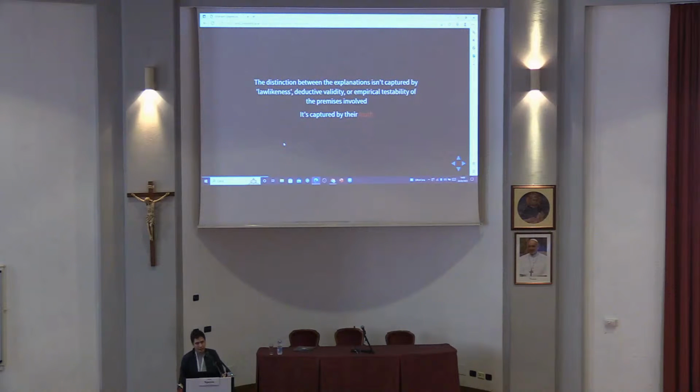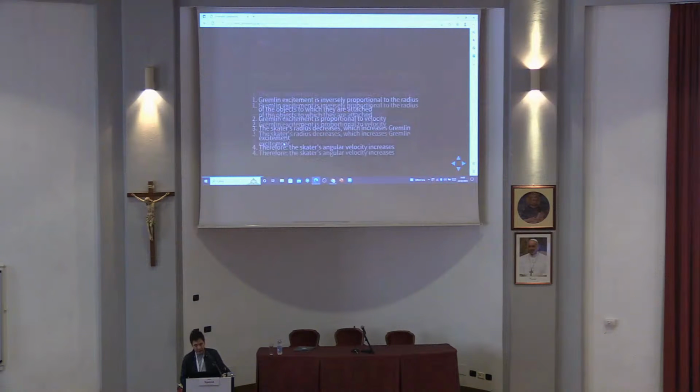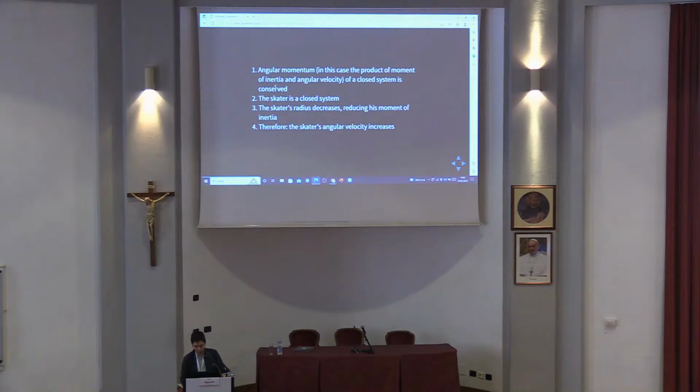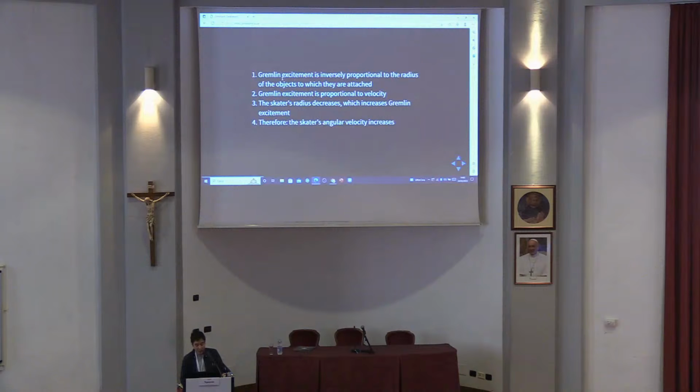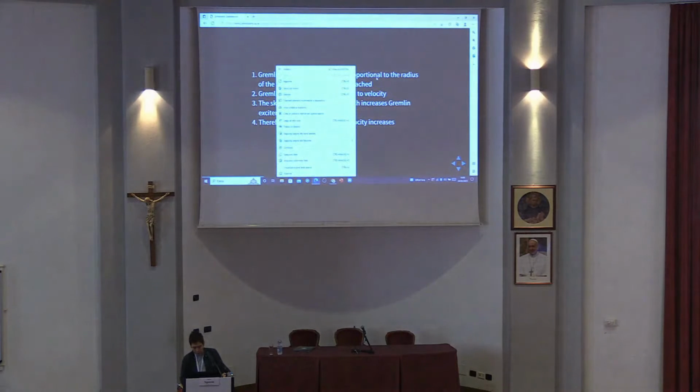Well, it's not captured by the law-likeness of any of the premises. In the first case, we have angular momentum being conserved. In the second case, we have some general law-like claim about how gremlins get excited. So the law-likeness is equal in both.